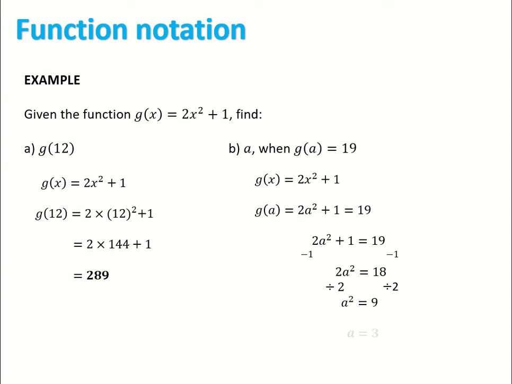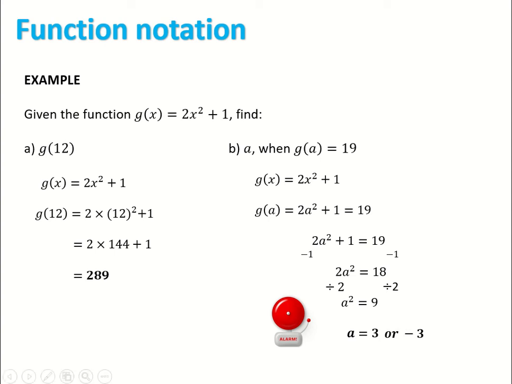Okay, and this is where you need to be careful, because yes, you may think it's a equals 3, okay, but it's not just a equals 3, okay? The square root of 9 is technically 3, and it is minus 3. Okay, so you need to be very, very careful.